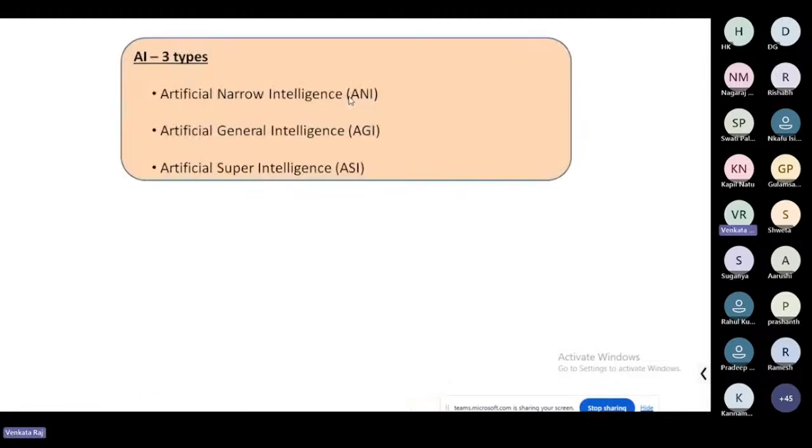Now coming to AI, guys. There are three types of AI. AI is artificial intelligence. I have not gone to generative AI yet. Please understand this. First, we will discuss AI.